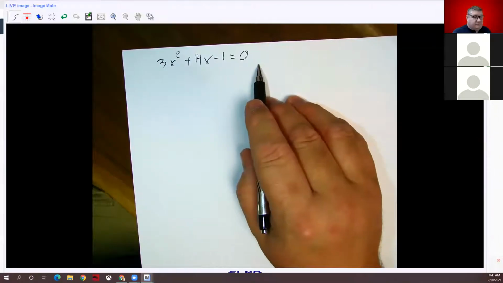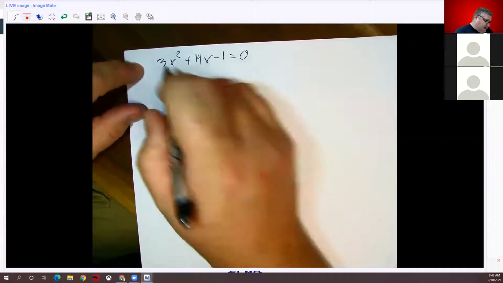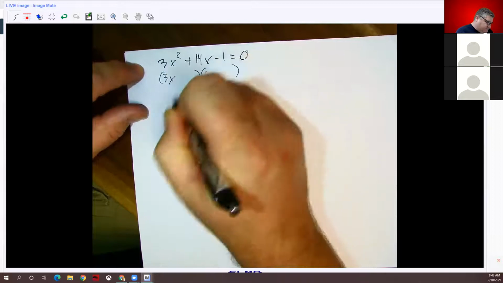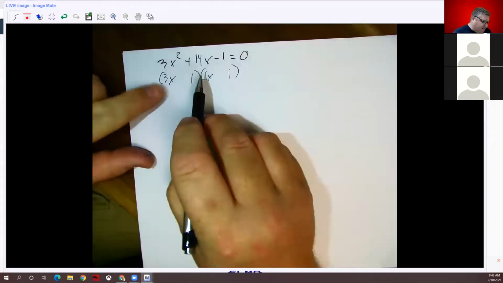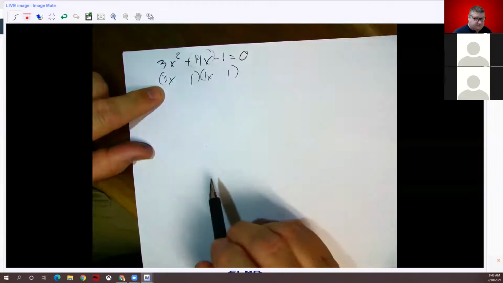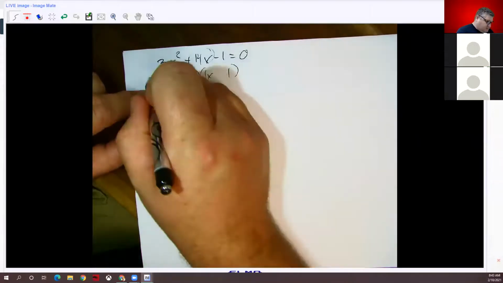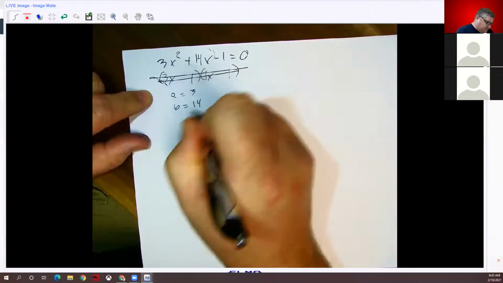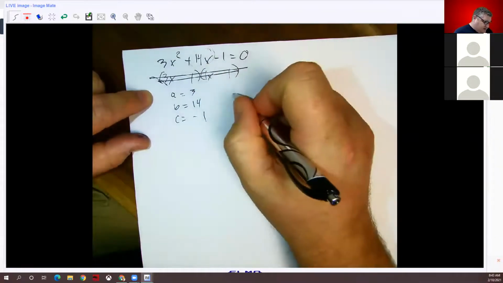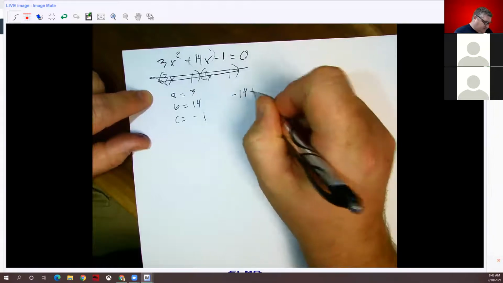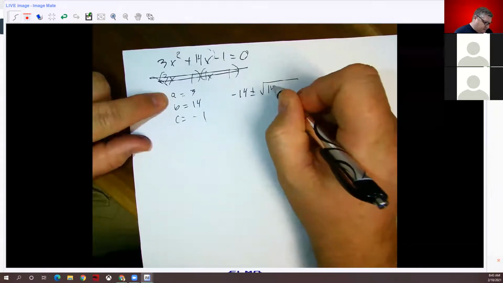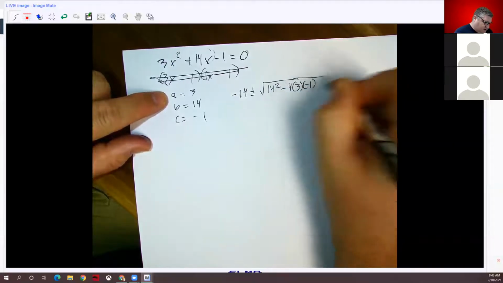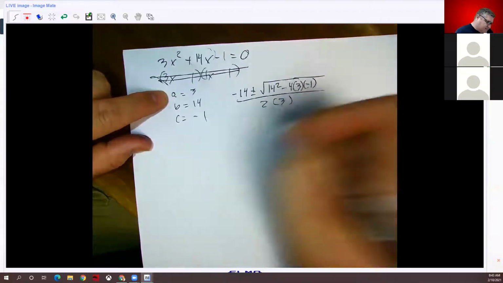The answer is no. Can I break it up easily? Well, sure, I can break it up easy, but is it even ever going to make 14? No. So I have no choice. A equals 3, B equals 14, C equals -1. So I have the opposite of 14 plus or minus the square root of 14 squared minus 4 times 3 times -1, all over 2 times 3.